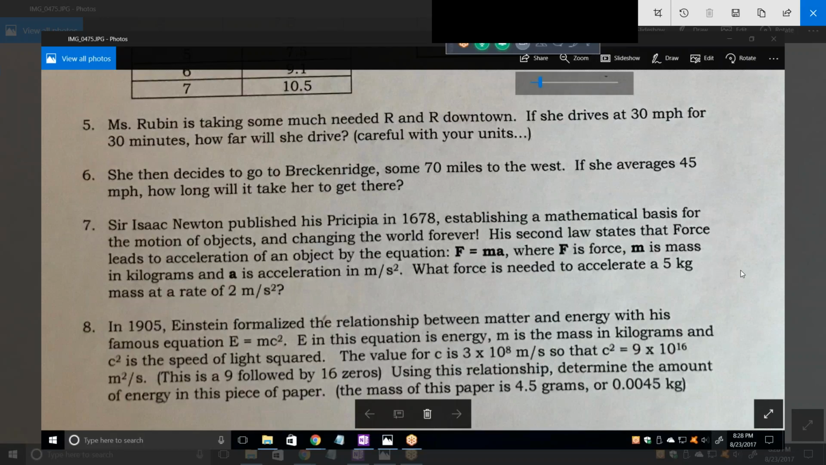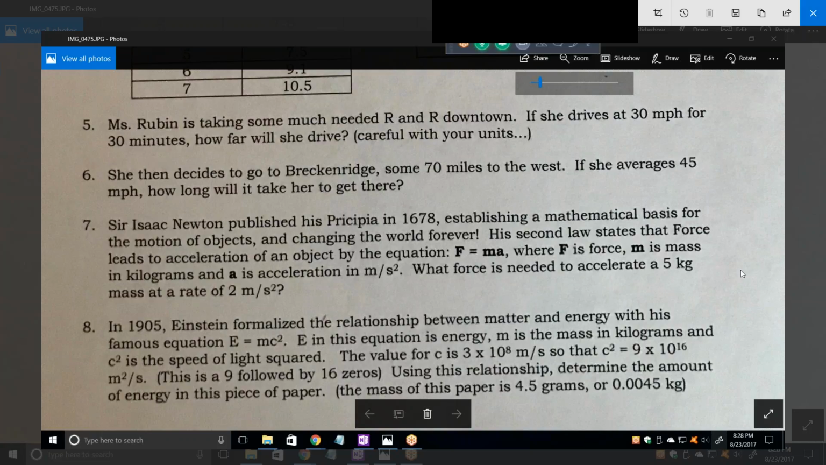I'm sitting there staring at that R, and I'm saying, what variables are they talking about there? And that's not what it means. You know what R and R means? Yep. Rest and relaxation. Yep, exactly. That's what they mean by that. Okay. So if she drives at 30 miles an hour for 30 minutes, how far will she drive?